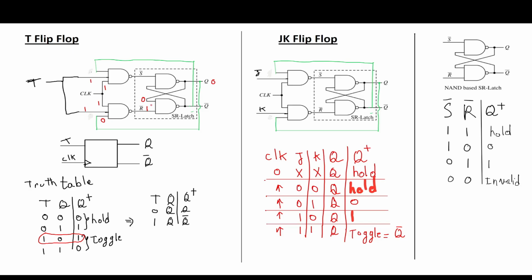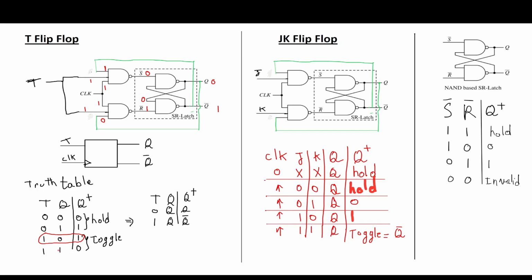So for this bottom NAND gate, we have 0 and 1. So the output will be 1. So this Q bar will be an input to this NAND gate. So when we have 3 ones as input for the NAND gate, the output will be 0. So now for this row, we have S bar is 0 and R bar is 1. When S bar is 0 and R bar is 1, Q plus is 1. So that's correct as well. So we prove this row.